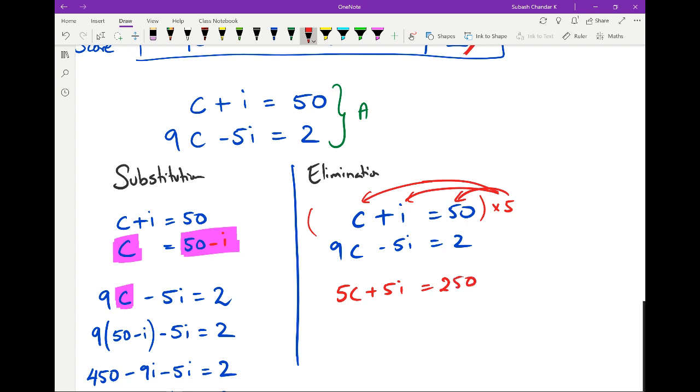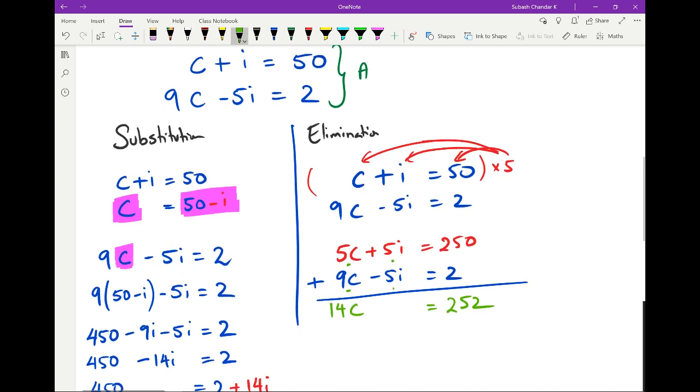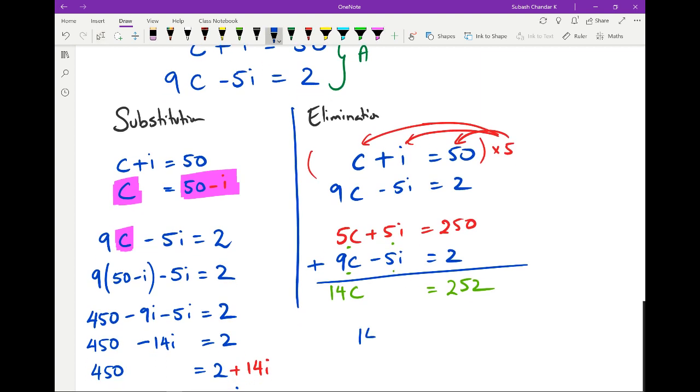I'm just trying to see, is this going to make it any easier? But I don't think this is going to make it any easier, because you're still going to end up with this stupid 14 times table. What you have below it is 9C minus 5I equals 2. And at this point, what you can do is just add the two equations together. So you've got 5C plus 9C is going to be 14C. 5I minus 5I becomes 0. And then 250 plus 2 is 252. So what ends up happening is you're still going to end up with 14C equals 252.